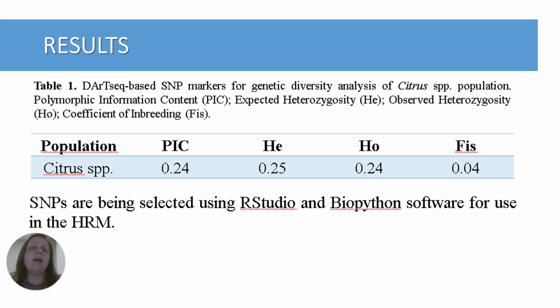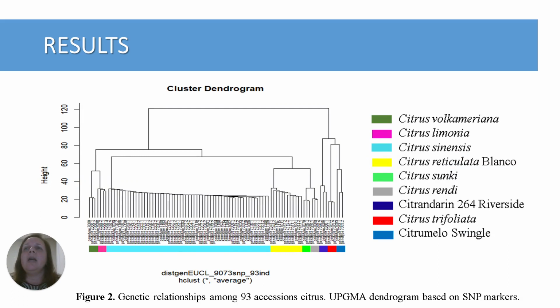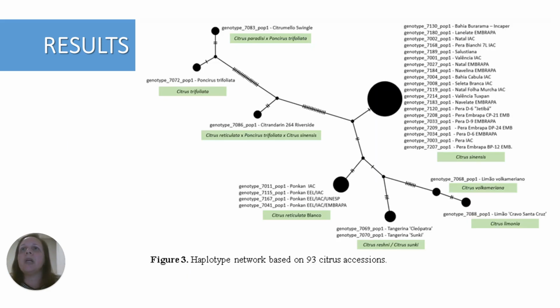SNPs are being selected using RStudio and BioPython. And here we see a dendrogram showing samples clustering. In blue, we see samples from varieties of sweet oranges, Citrus sinensis, that are most of our samples. And here we see the haplotype network, also showing some clustering.